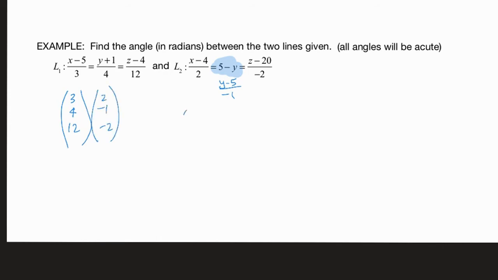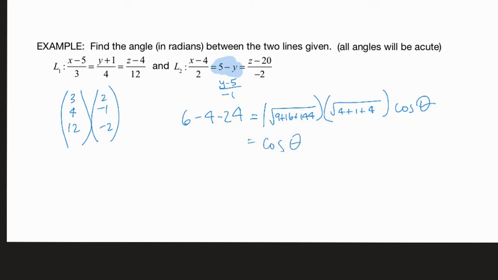So the dot product, 6 minus 4 minus 24, equal to the magnitude of A, which is root of 9 plus 16 plus 144, times the magnitude of B, root of 4 plus 1 plus 4, times the cosine of theta. All right, so again, you have calculators out. If you simplify all of that, you end up with negative 22 over 39. And when you take inverse cosine of that in your calculator, you get 2.17 something, which is obtuse.